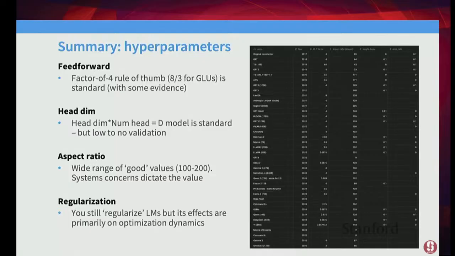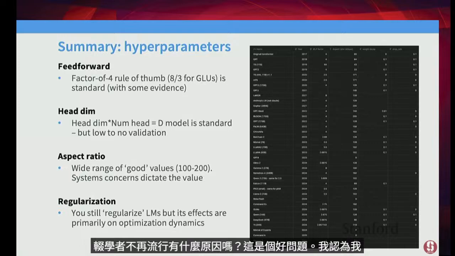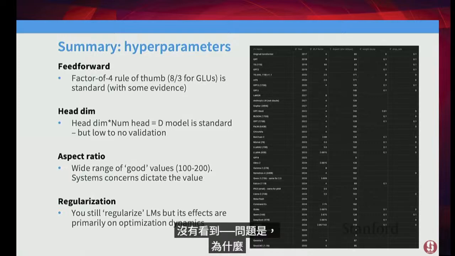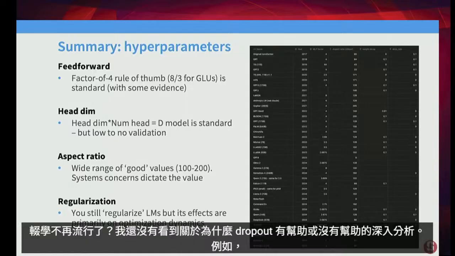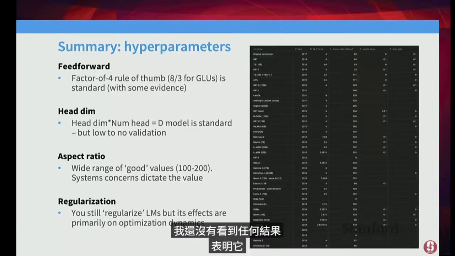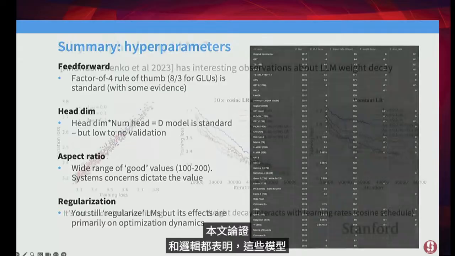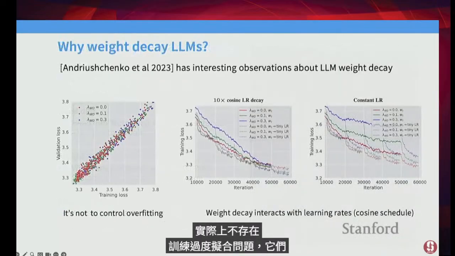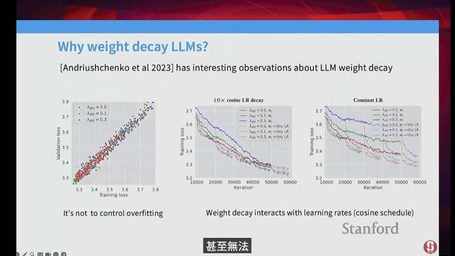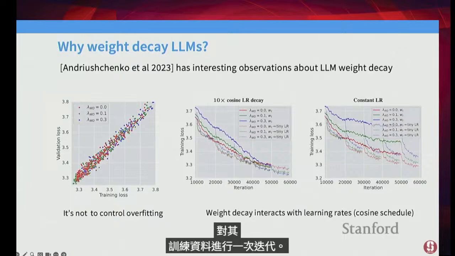Yes? Is there a reason why dropout has gone out of fashion? That's a good question. The question was, why did dropout go out of fashion? I haven't quite seen a deep analysis of why dropout is or isn't helpful. I haven't seen any result that, for example, shows that it helps for training loss. And as this paper argues and logic would dictate, there's not really a training overfitting issue with these models that can't even do one epoch over their training data. Yes?